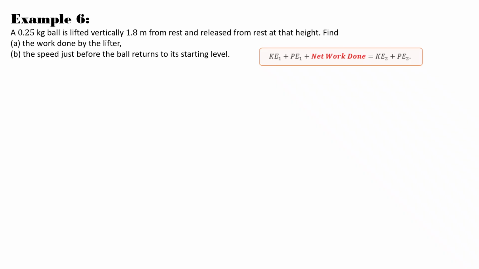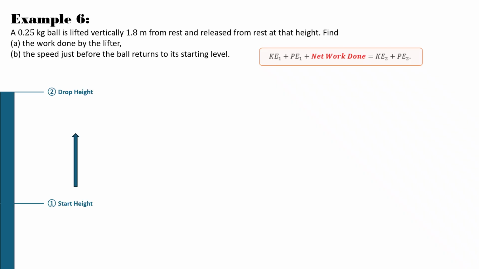So the easiest thing I think to do here is to show what this looks like. Let's visualize it. There's our start height, and we move to a drop height. So that's 1.8 meters apart. The height we start at, we're going to say is 0. Now you might say, but that's not true. We don't know where it starts.